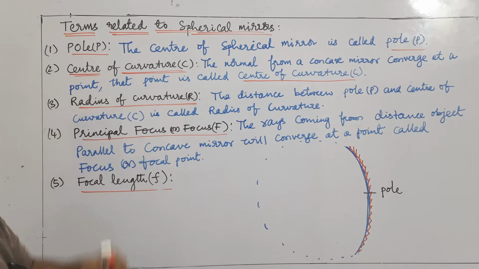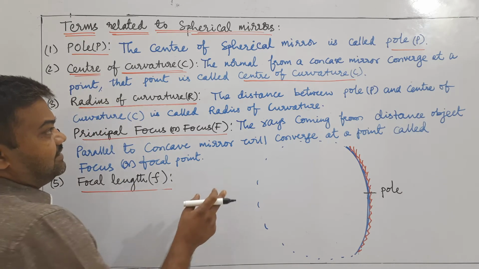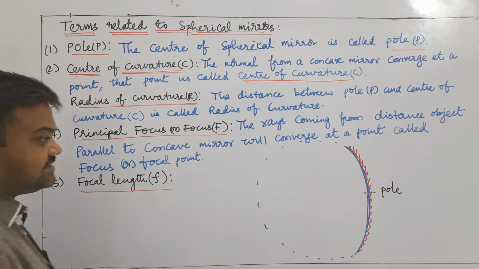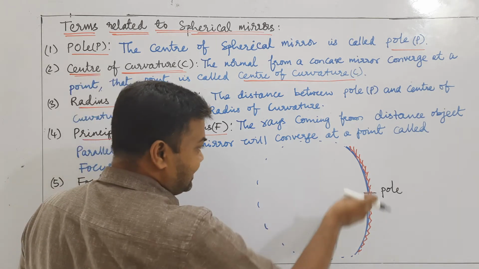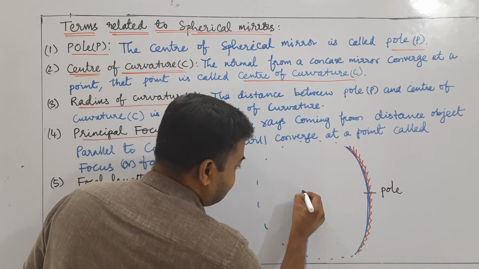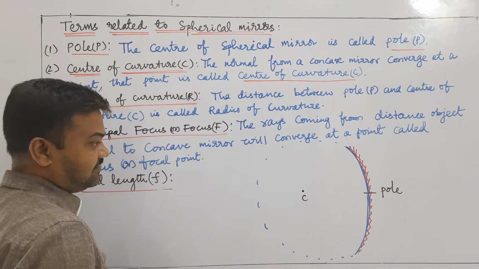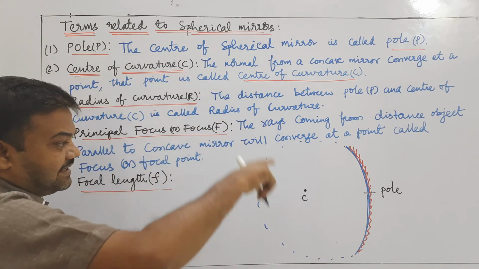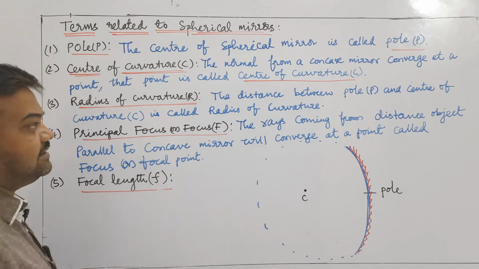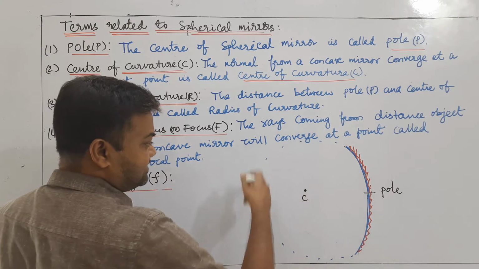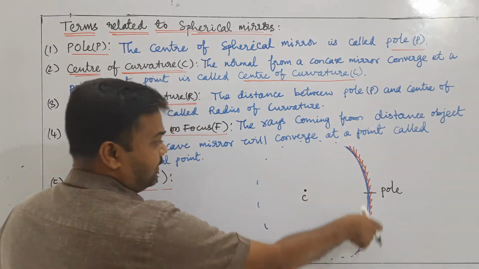What about the second one? Center of curvature. One definition is that the normals from a concave mirror converge at a point. We will discuss that. But the basic definition is that the center of curvature is nothing but the center of a sphere. That's why we call it the center of curvature. Center of curvature is nothing but the center of a sphere of which the mirror is a part.